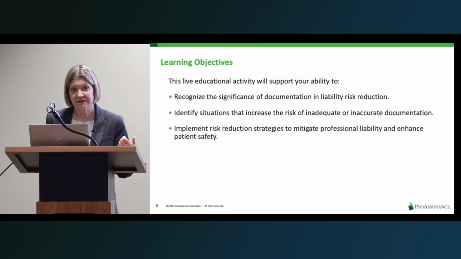The case studies are based on real incidents from our closed claims, but the facts have been changed to protect the identities and facts and things from the lawsuits. You're also going to hear pre-recorded commentary from Dr. Frank McGeorge about how to put our risk reduction strategies to work.